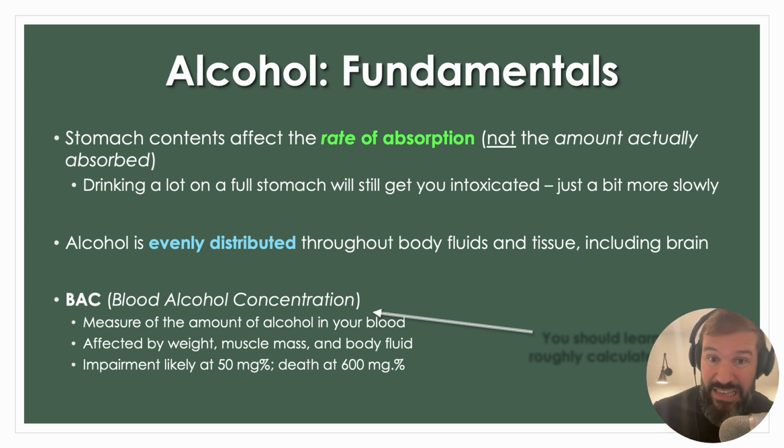Impairment is very likely, regardless of who you are, at 50 milligram percent, and death is likely at 600 milligram percent. What this means is if your BAC is at 600 mg, you are very likely to die. That is pretty much true for any human being. It doesn't matter what your tolerance is. No one can take more than that.